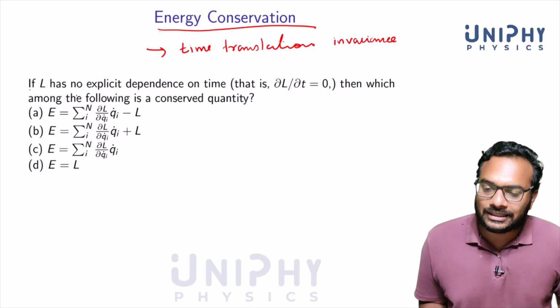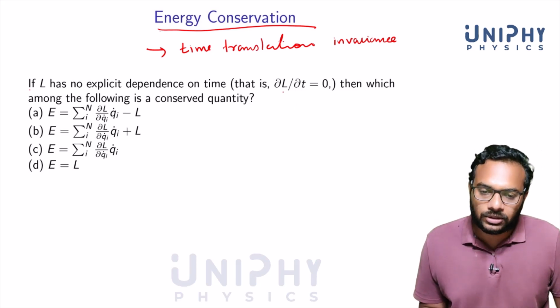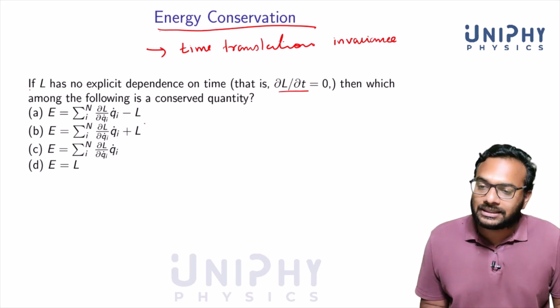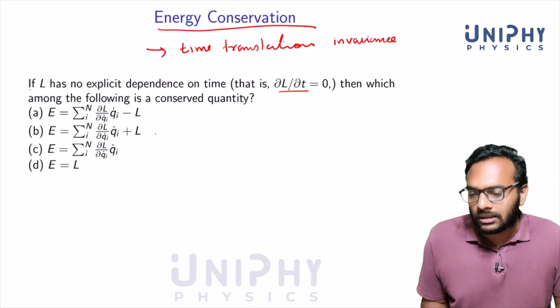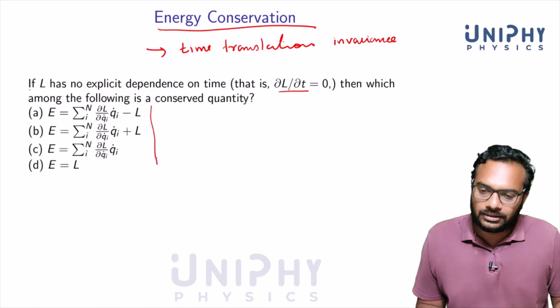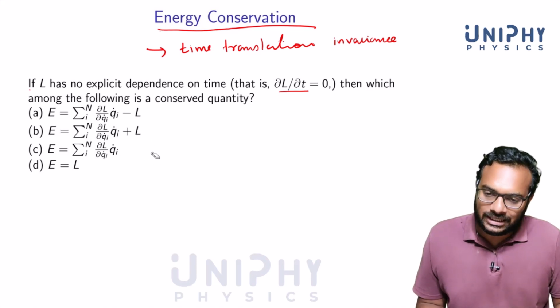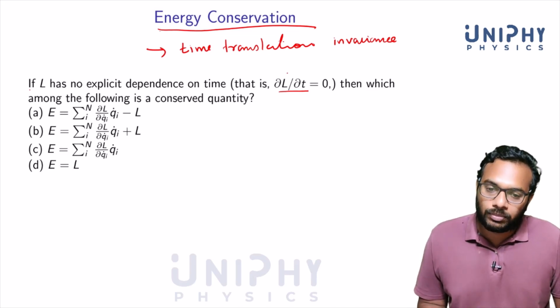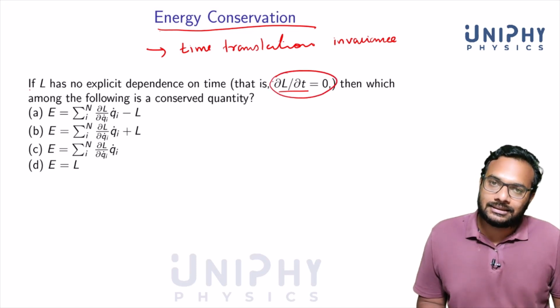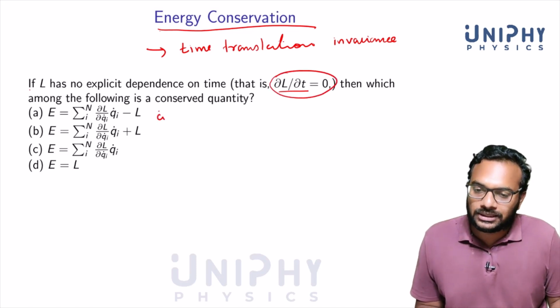If L has no explicit dependence on time, that is dou L by dou t is equal to 0, then which among the following is a conserved quantity? We could answer this question if you know it, or we can just try. If you don't know exactly which is the conserved quantity, the only thing we have to do is take the time derivative of each of these quantities and check if it is equal to 0, provided this condition is satisfied.